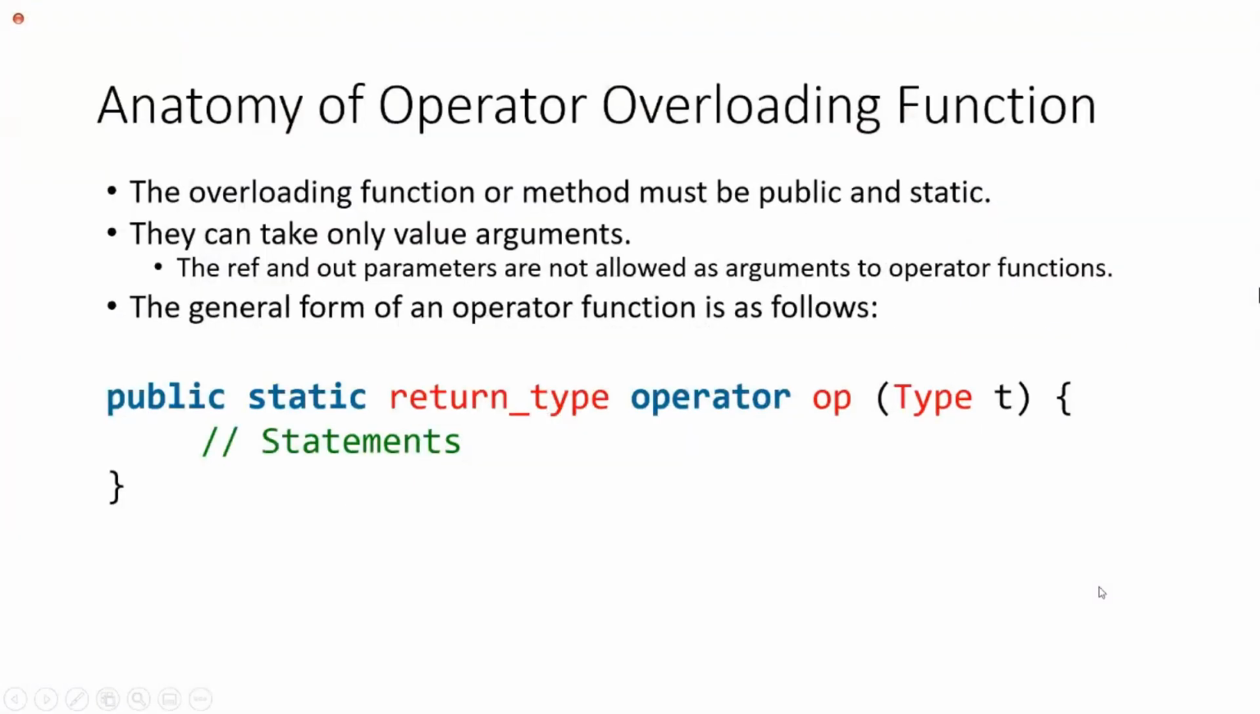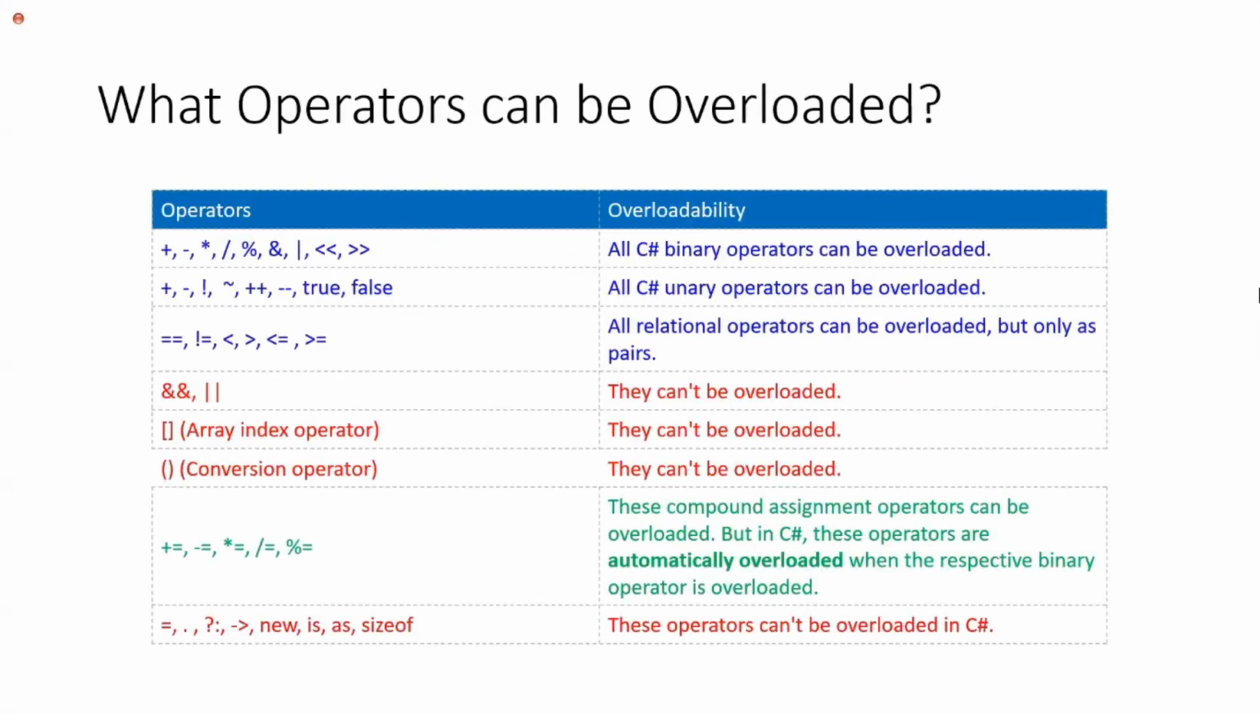So the anatomy is like this. You have to keep this in mind, right? It should be public, should be static, and there must be a return type. And then you have to have this operator keyword and then the operator itself. And if you have some parameters, you can keep going on with the parameters, and there may be more than one parameter based on the number of operands that the operator has. So what operators can be overloaded, what operators cannot be overloaded, and what are the other restrictions?